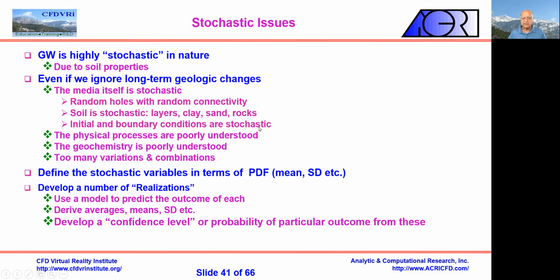Initial and boundary conditions are also very stochastic, okay? Again, just go down to the ocean. How are you going to specify, if you want to do groundwater flow near the coast, what are the initial and boundary conditions? Well, they're changing with the sea, okay? Physical processes are very poorly understood. The ground is not directly accessible to us. We can dig a hole, but then we only understand where the hole is, okay? Geochemistry is poorly understood. So all these things happen.